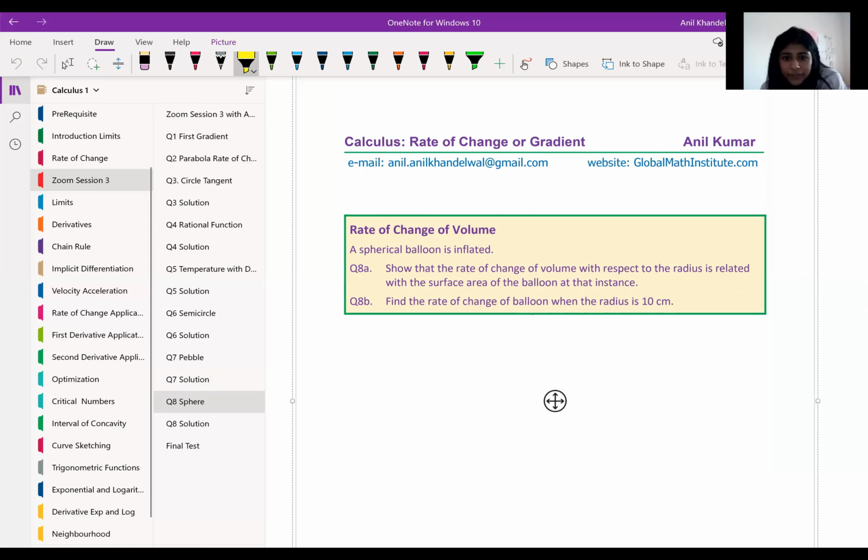A spherical balloon is inflated. Show that the rate of change of volume with respect to the radius is related with the surface area of the balloon at that instance. Find the rate of change of balloon when the radius is 10.